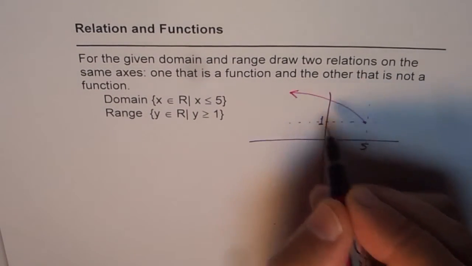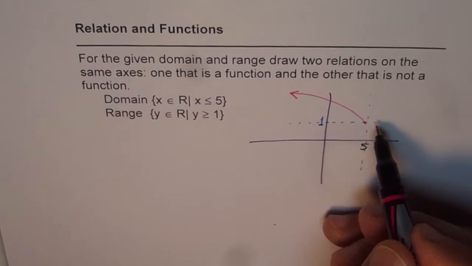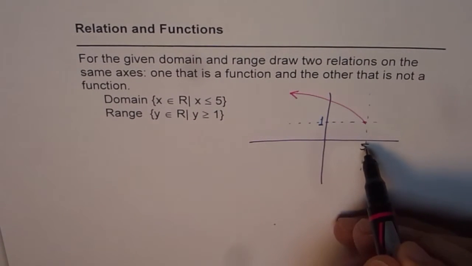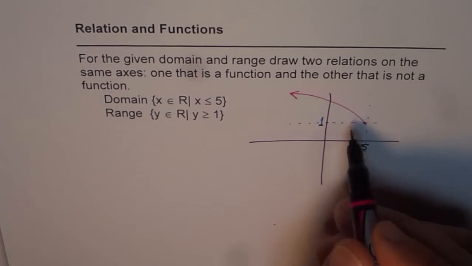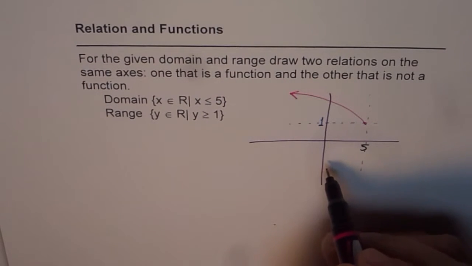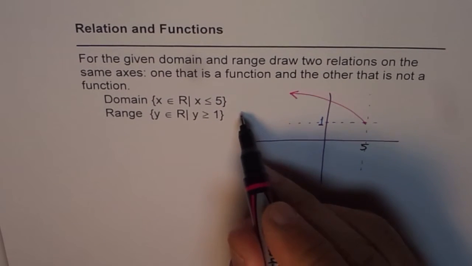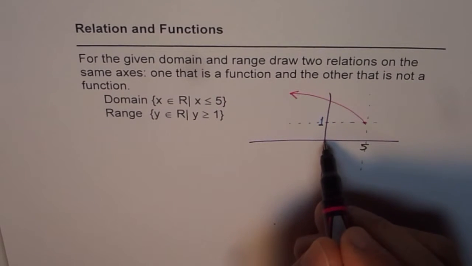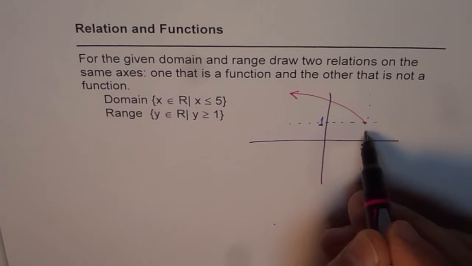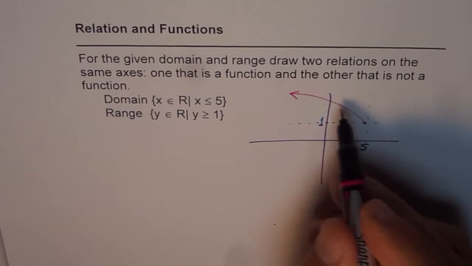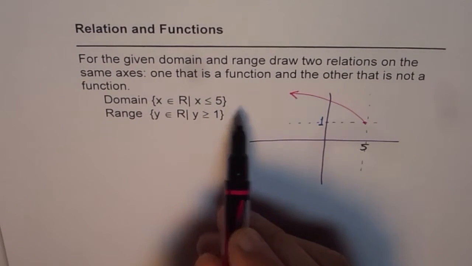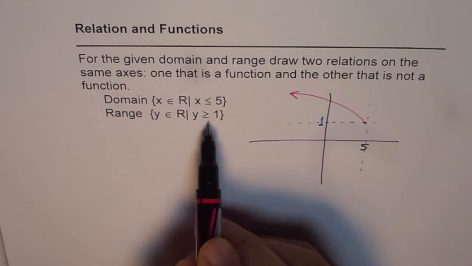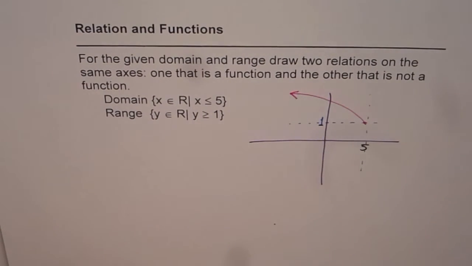So it's kind of a square root function which is reflected on y-axis and translated 5 units to the right and 1 unit up. So that function will have domain which is less than or equal to 5 and range which is greater than or equal to 1. So that is part 1.